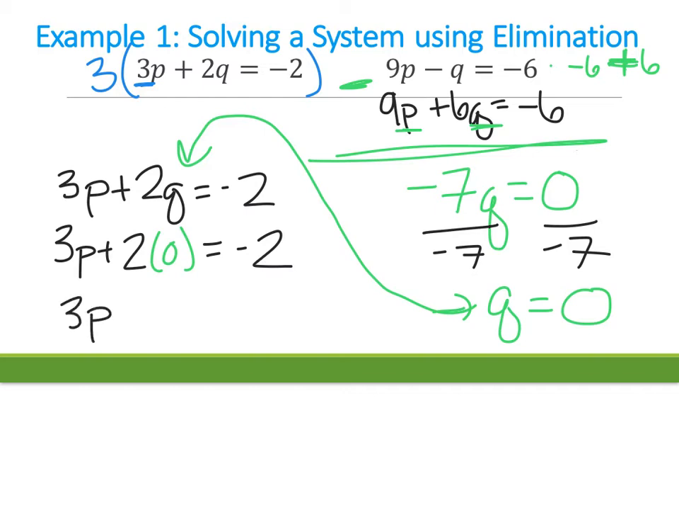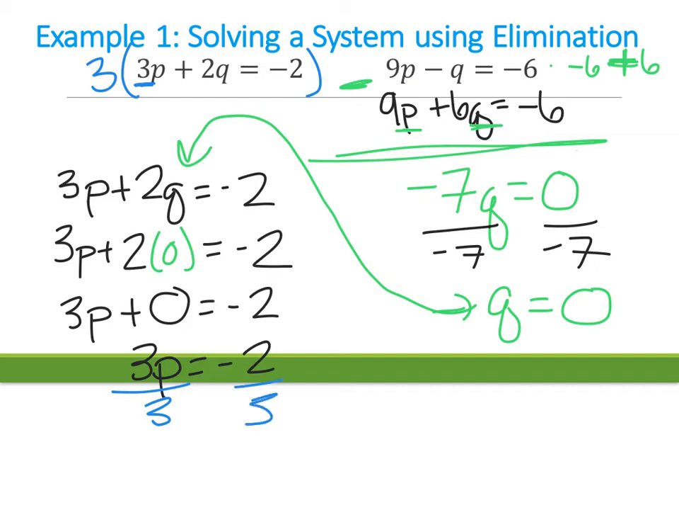We get 3p plus 2 times 0 is 0 equals negative 2. That means we have 3p is equal to negative 2. When you divide both sides by 3, you get that p is equal to negative 2/3. So how you would write your answer is that's the point where these two lines intersect.